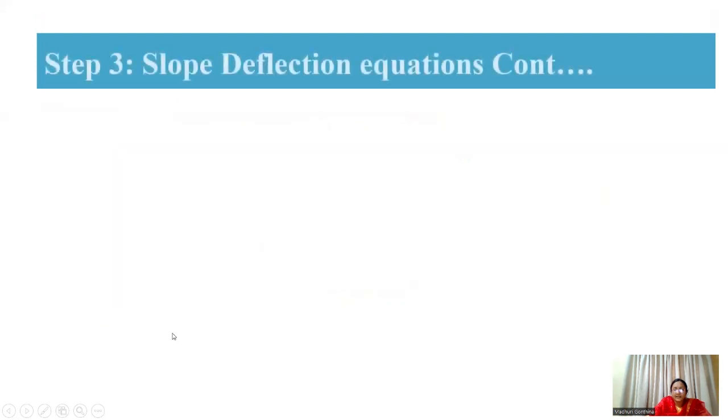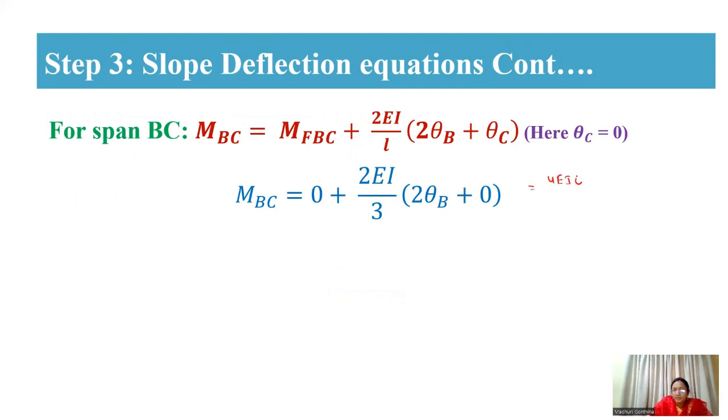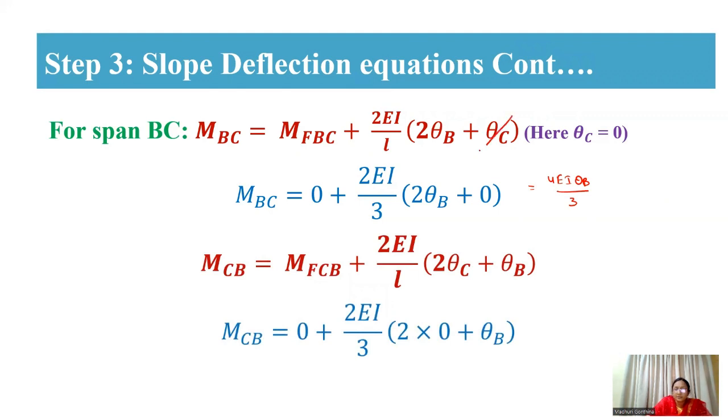And then again for span BC, you are going to consider this equation. Since the support at C is a fixed support, theta C will be equal to 0. Therefore, MBC will be equal to 4EI into theta B by 3. In a similar way, MCB also. Here we are just substituting theta C as 0. And by simplifying, you are getting MBC and MCB values to be like this.